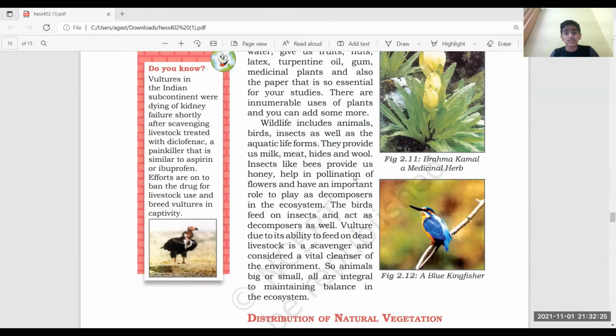Insects like bees provide us honey, help in pollination of flowers, and have an important role to play as they decompose. In the ecosystem, the birds feed on insects and act as decomposers as well. Now we know about decomposers. Similarly, we also have many uses of animals.